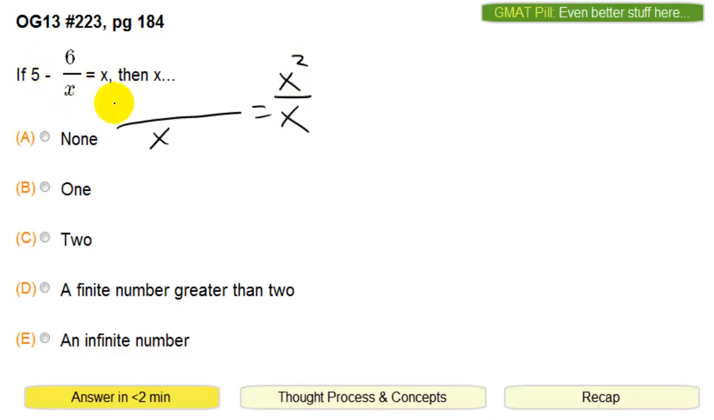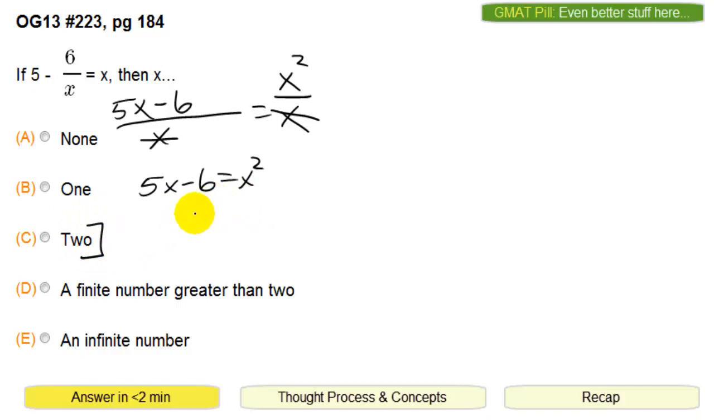And then this would become 5x. This would be just minus 6. So now you can cancel out the x's, right? So you cancel out the x's, and then you basically get 5x minus 6 equals x squared. So I know this is a quadratic, and right off the bat, I already know the answer is 2, C.